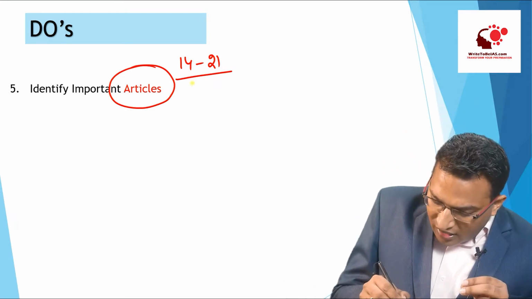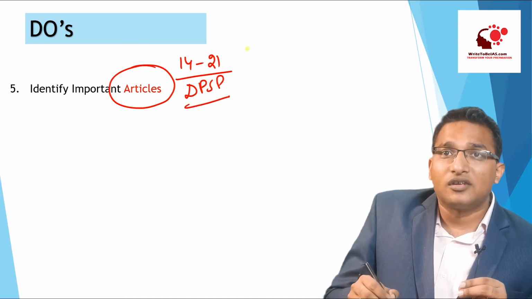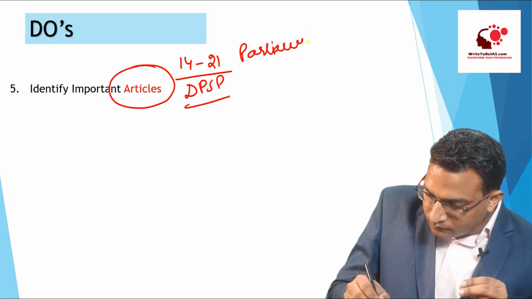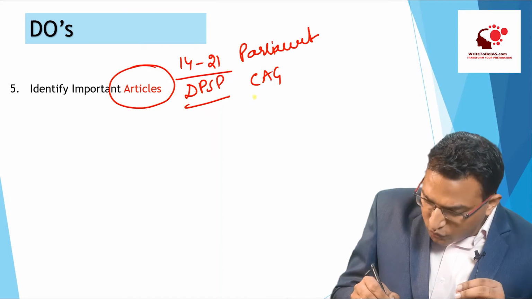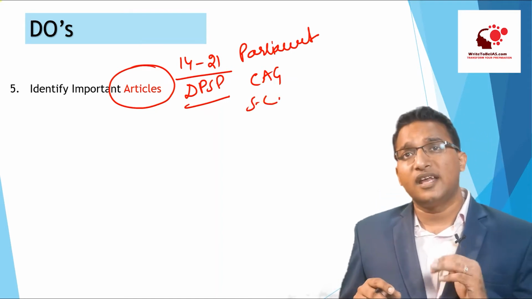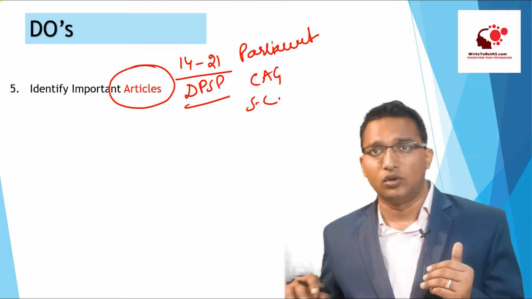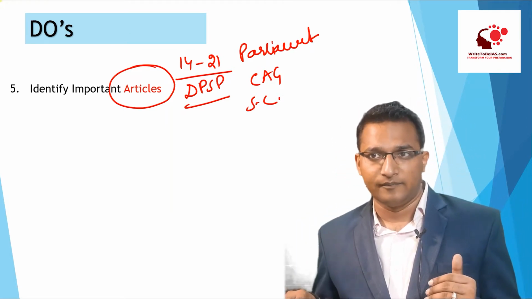Then you have articles which are with respect to DPSP. You have some articles which are with respect to the Parliament, article of the CAG, articles regarding the Supreme Court. So those areas which are asked more in the examination, you should know their article number also. However, you are not supposed to read and remember each and every article.